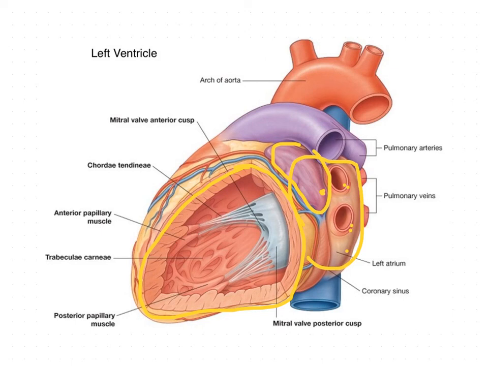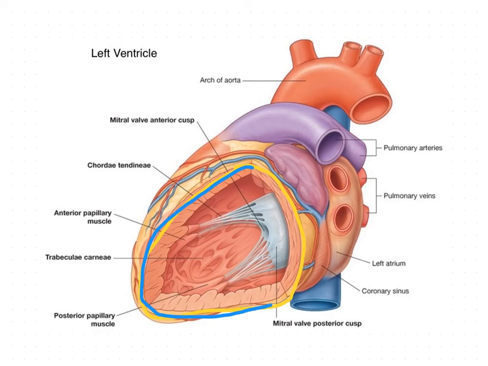Here we have already seen the mitral valve. Through this opening, the blood from the left atrium will enter into the left ventricle. These are the structures we have seen in the earlier picture about the left atrium. And this is the exposed part, the wall of the ventricle.